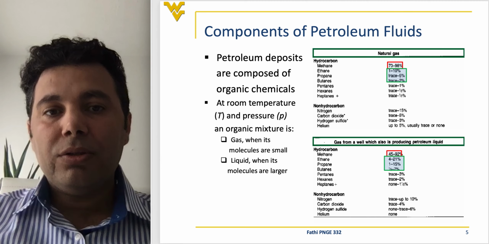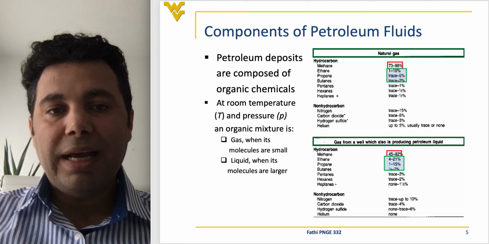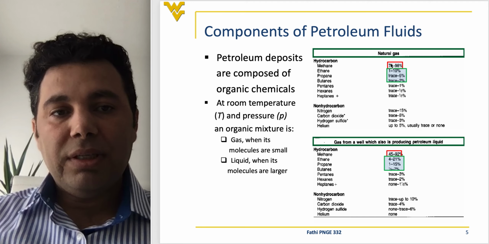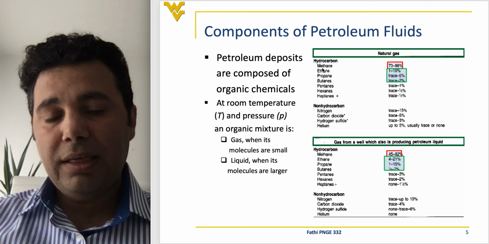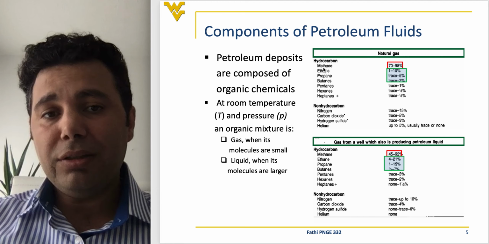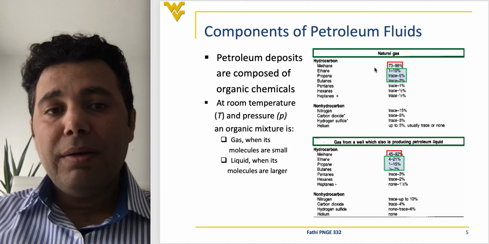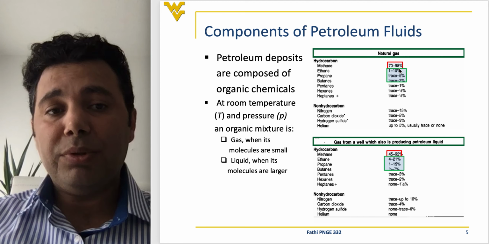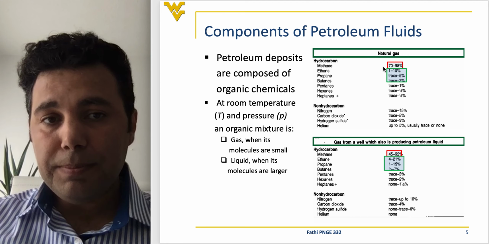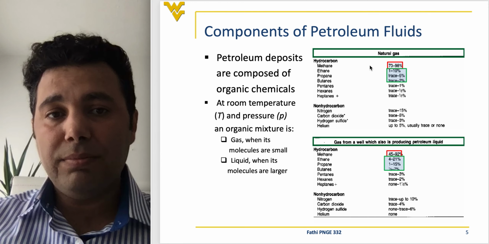So if we look at the components of the natural gas, as you can see, this is very typical in the natural gas reservoirs, which is methane, the simplest and the lightest hydrocarbon component. Basically the natural gas contains 70 to 98% methane.